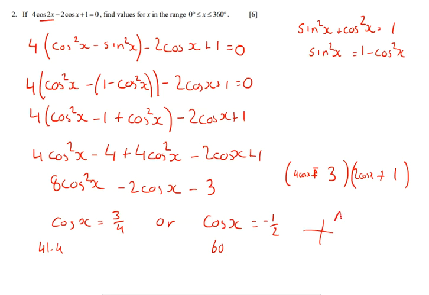And in this case, all schools teach children. Because cos is negative, it is going to be in this quadrant and this quadrant. In this one, cos is positive, so all schools teach children, it'll be in this one and this one. Which means that your final answer ends up being 41.4, which is one of the principal values, 120, 240, which both come from this side, and then we get 318.6.